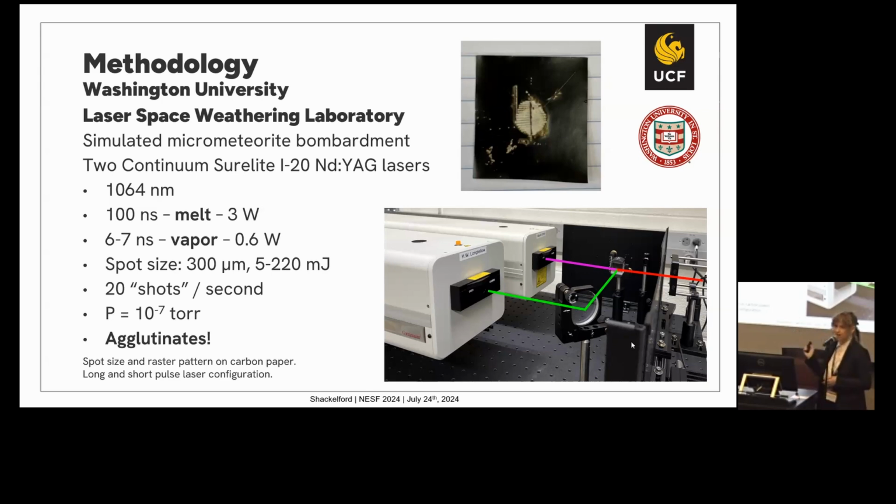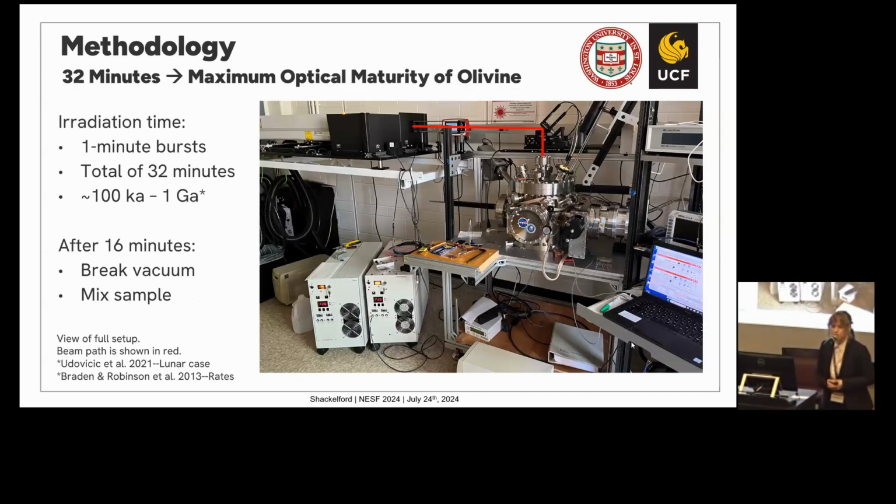And one really cool fact about this setup is that you can generate agglutinates with it, which is different from a lot of other laser space weathering setups. So we irradiate our samples for 32 minutes, and that is how long it takes to reach the maximum optical maturity of olivine with this sample. So it's a measure of albedo. After the first 16 minutes, we'll break vacuum and mix the sample just to make sure that everything is being irradiated evenly, and then we'll go forward from there.